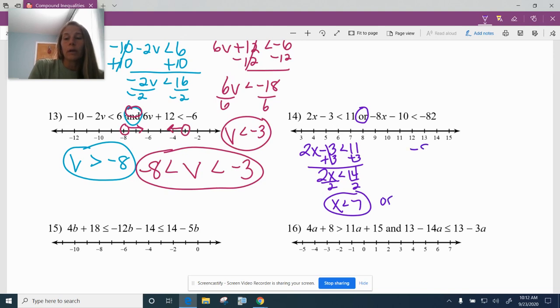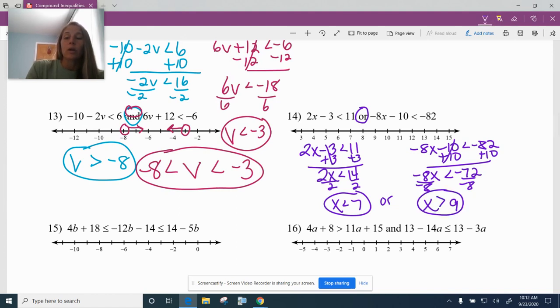Or, if I do my other inequality here, we're adding the 10. -8x is less than -72. Dividing by -8, x is less than positive 9 here, but actually we need to reverse our inequality sign because we divided by a negative. So that's the other one. So x is less than 7, open circle to the left, or x is greater than 9, open circle to the right.